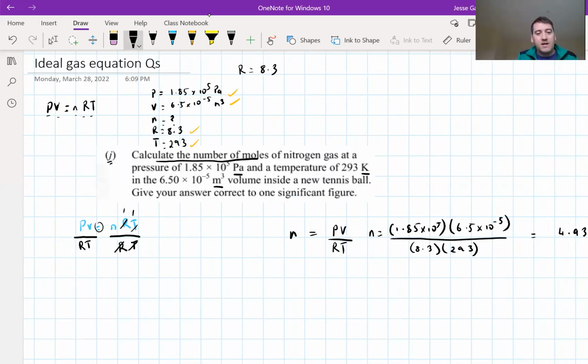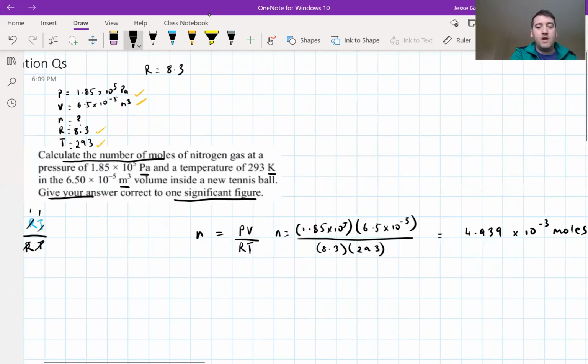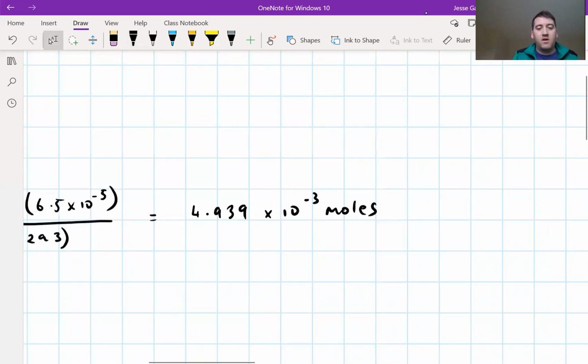It said give your answer correct to one significant figure. So go back over here. Here we have this by 10 to the minus 3, which is important. That's definitely going to be part of the answer. But we've got more than one significant figure here. The first significant figure is this one. It's a number. It's not a zero. So this is the first sig fig, which means we want to round to this number.